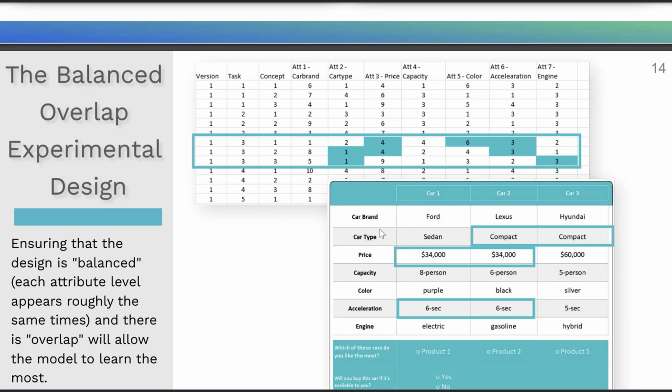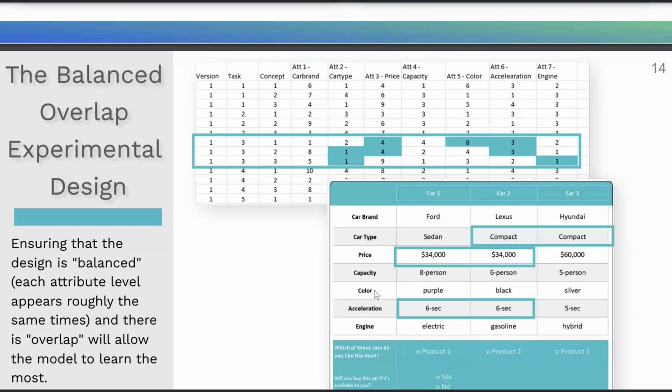You don't want to, for example, with brand, show a lot of Lexus, a lot of Hyundai, but not show a lot of Ford. The model says, well, I haven't learned a lot about Ford. It hasn't really been shown a lot. So you want to make sure that all of the attribute levels for every one of the attributes are shown about equal times.